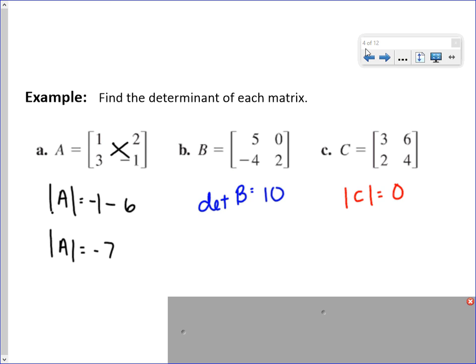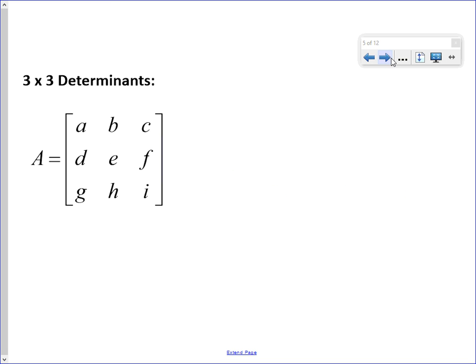Okay, so that's a 2 by 2 determinant. We're going to talk about 3 by 3 determinants. They go in alphabetical order. That's a good thing.